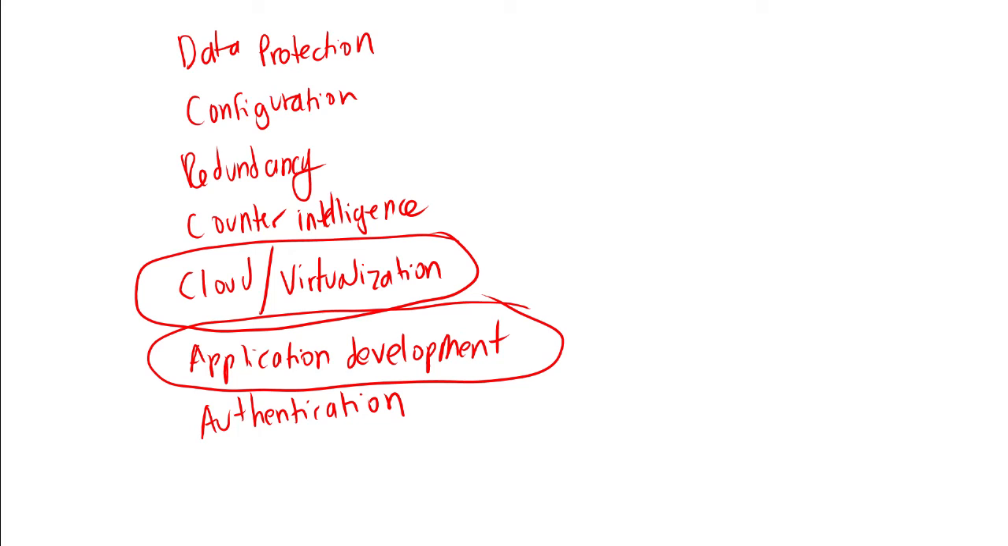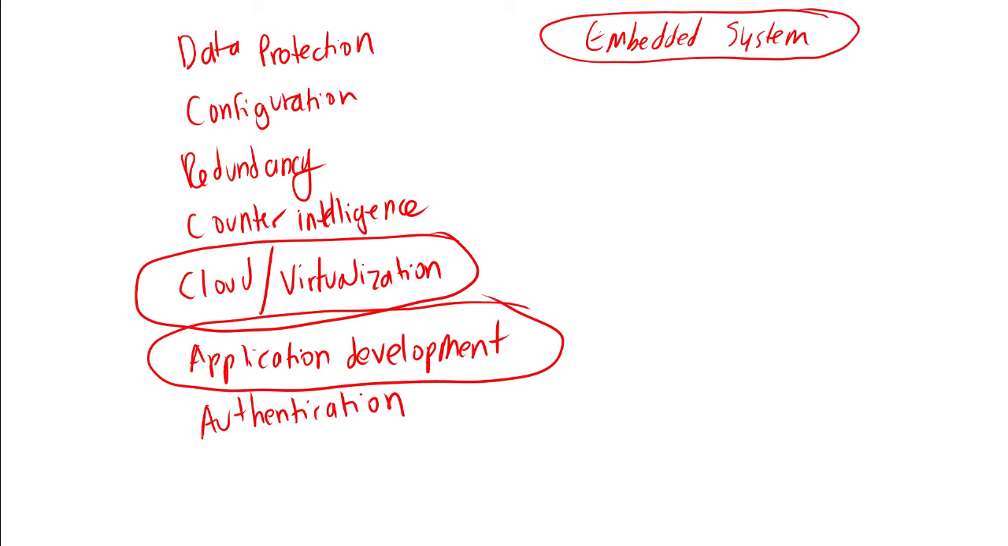Embedded systems. There's a lot of tech now where the software can't be changed. So how do we ensure security of those types of systems? And then we've also got physical security and cryptography.